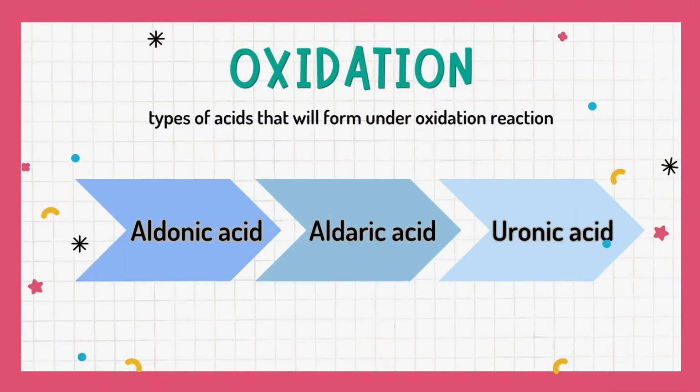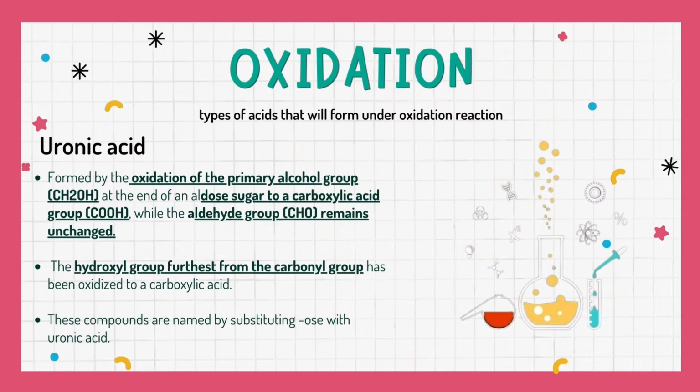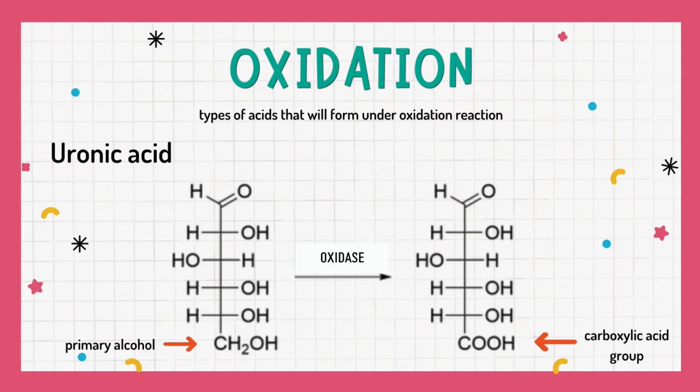Last type of acid is uronic acid, formed by the oxidation of the primary alcohol group at the end of an aldose sugar to a carboxylic acid group, while the aldehyde group remains unchanged. The hydroxyl group furthest from the carbonyl group has been oxidized to a carboxylic acid. These compounds are named by substituting "-ose" with "uronic acid." D-glucose is treated with a mild oxidizing agent. The primary alcohol group at carbon 6 is selectively oxidized to a carboxylic acid group, forming D-glucuronic acid, leaving the aldehyde group at carbon 1 unchanged.